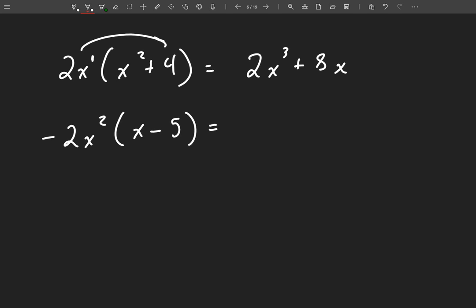All right, negative 2x squared times x. There's no number here, it's just 1, so you can think of it as just bringing the number along. That's not going to change at all. And then, as in the previous problem, x squared times x is going to give you, well, there's 3 of them total, so it's x cubed. And now I have negative 2 times negative 5. That is a positive 10, and that x squared comes along for the ride.